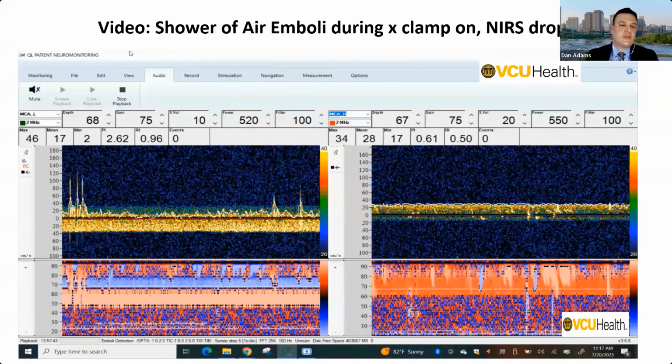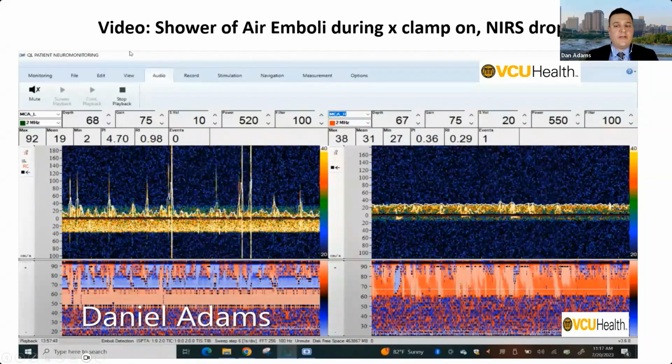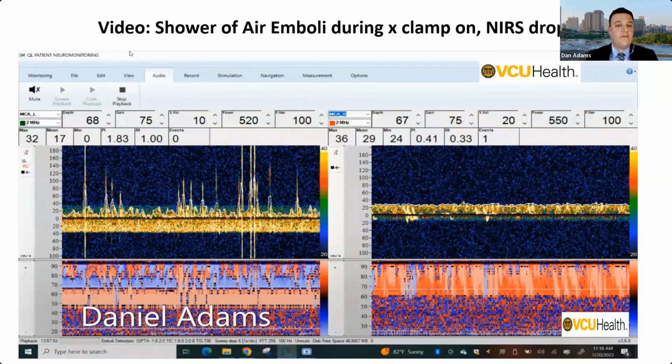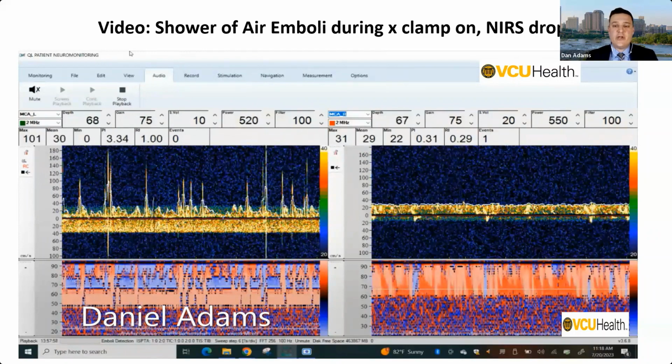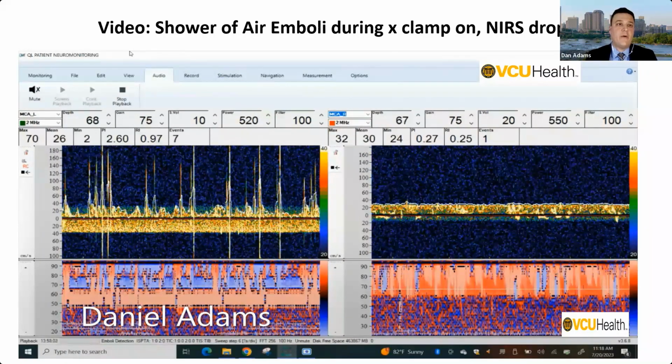This recording is demonstrating a shower of air emboli immediately after placement of the cross clamp on the aorta. Previously, we demonstrated the emergence of air emboli after removal of the cross clamp from the aorta. However, now we are demonstrating that air emboli can be present even after the clamp has been applied on the aorta.